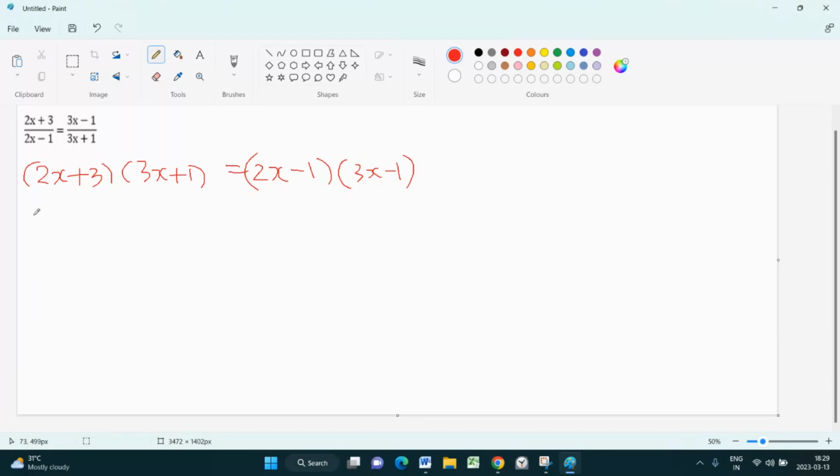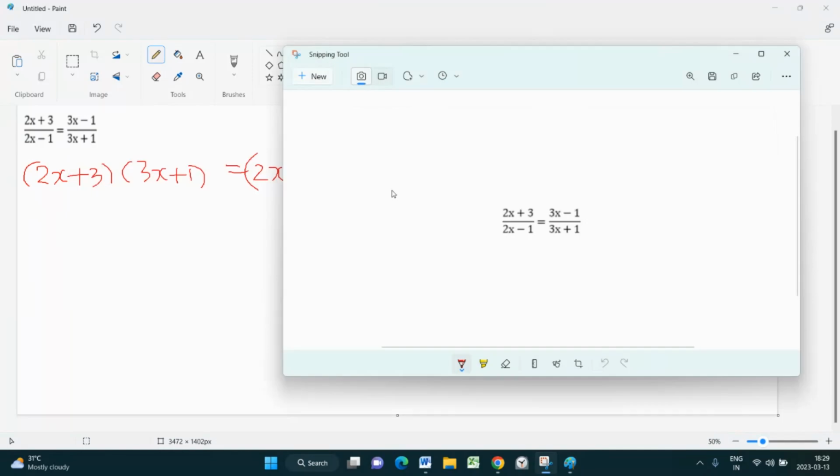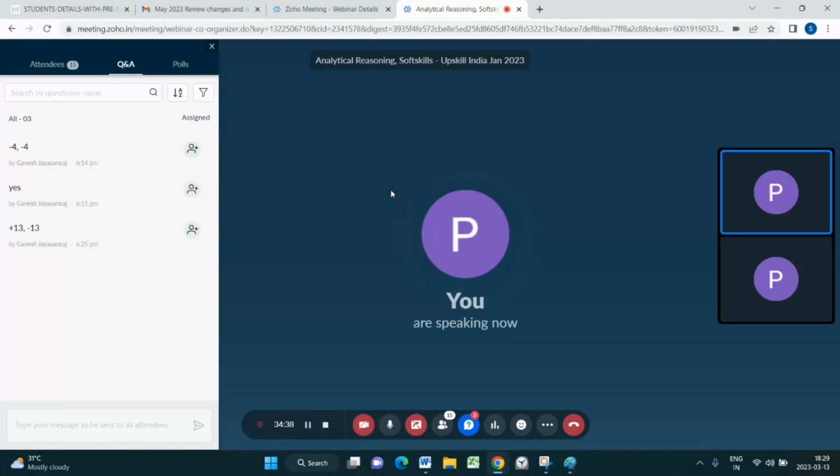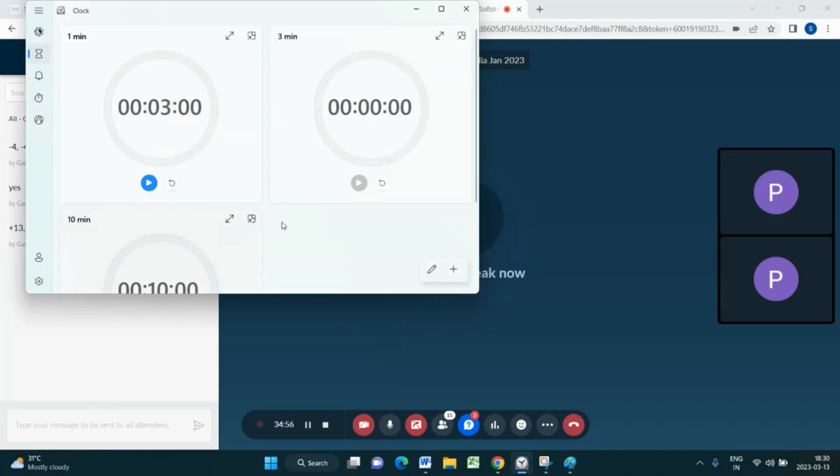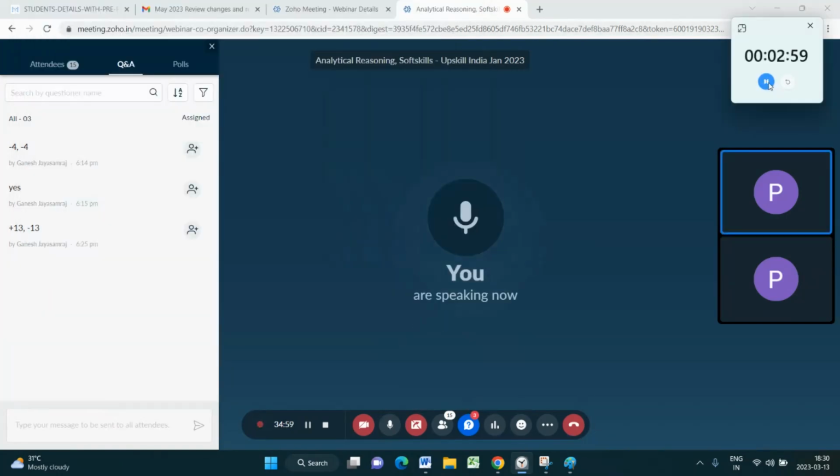Can somebody do this? 2x plus 3 into 3x plus 1. This is what we did just now with x plus 1 into x minus 1. We have to do it the same way: 2x plus 3 into 3x plus 1 is equal to 2x minus 1 into 3x minus 1. Can someone do this? I will give you 3 minutes. In the 3 minutes, tell me the answer.